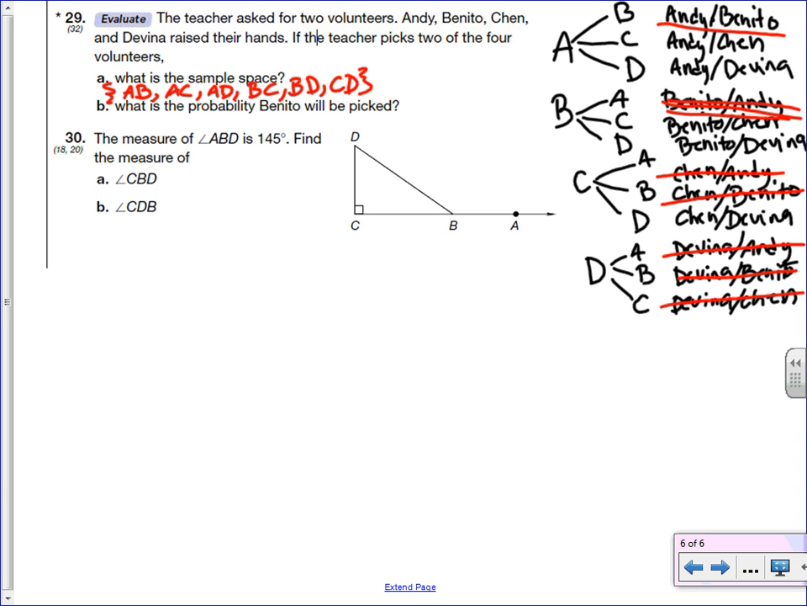So what is the probability that Benito will be picked? Well, we look at the sample space, and anywhere there's a B, that means Benito was chosen. So here's a B, and here's a B. So there's 3 possibilities where Benito was chosen out of 6 total possibilities, which reduces to 1/2.